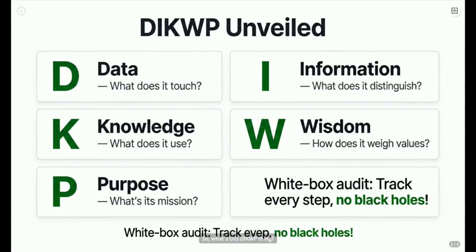So what's this DeepQ thing? Think of it as the agent's five-finger file, but way more insightful. D is data: what raw info does it touch? I is information: how does it tell facts from opinions, rules from exceptions? K is knowledge: which rules, evidence, and models does it use? W is wisdom: how does it handle tricky value conflicts like safety versus speed? And P is purpose: what's its actual mission, and is it sticking to it? A white box audit means we track all these steps, every single one, so there are no hidden corners where things go wrong. It's about seeing the whole process, not just the final output.